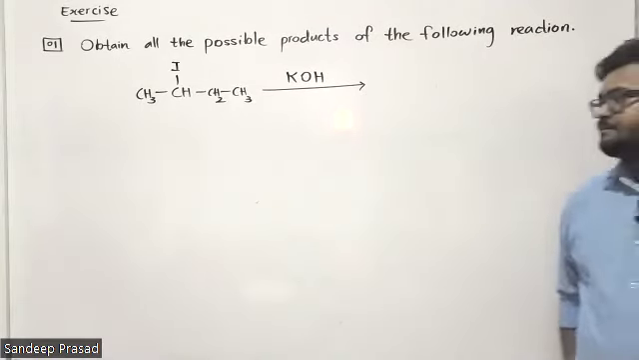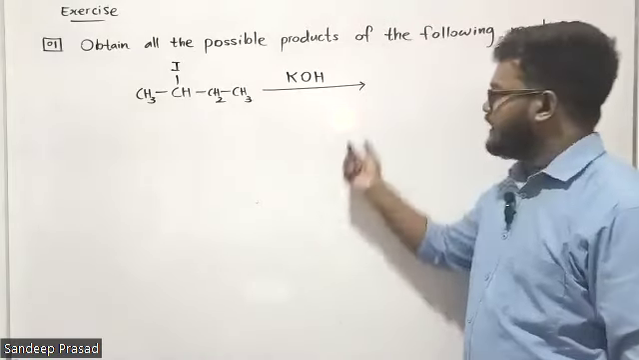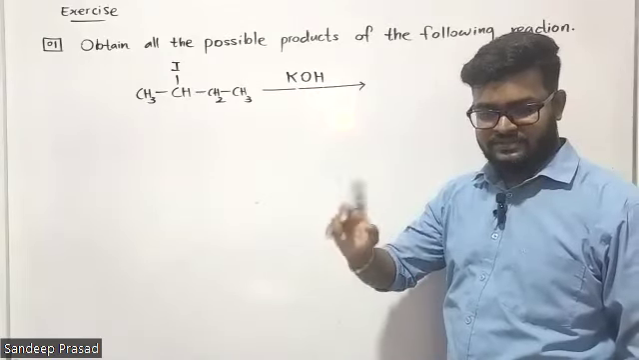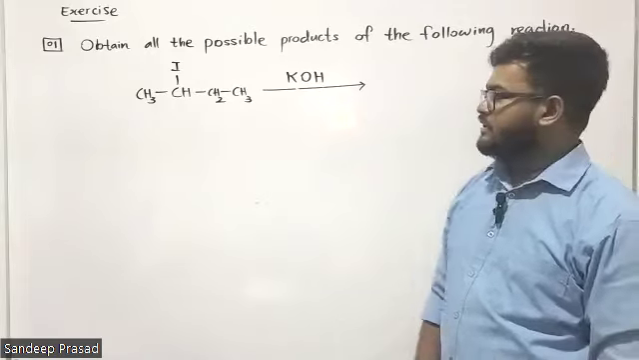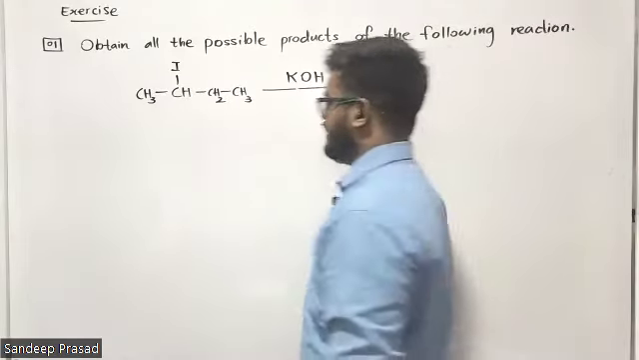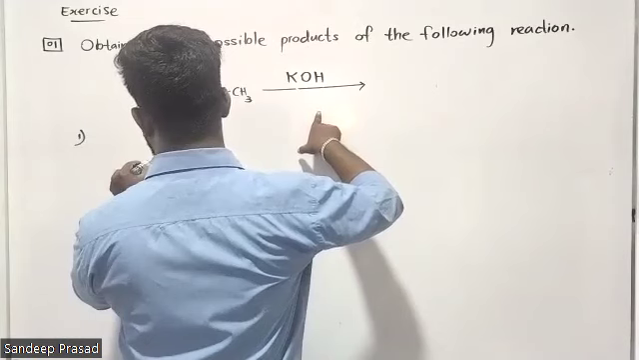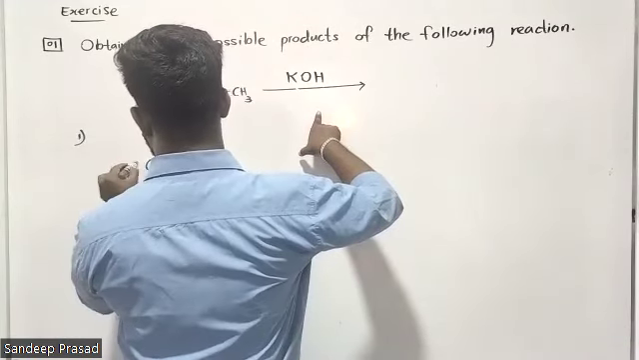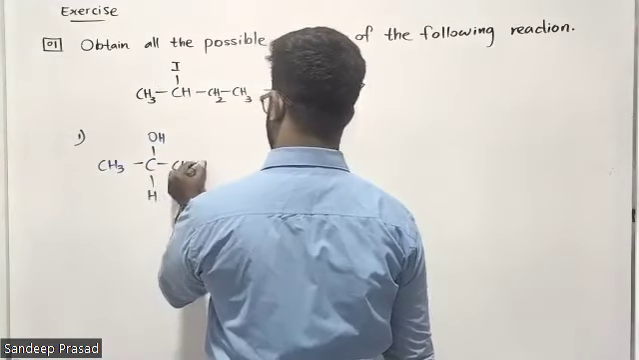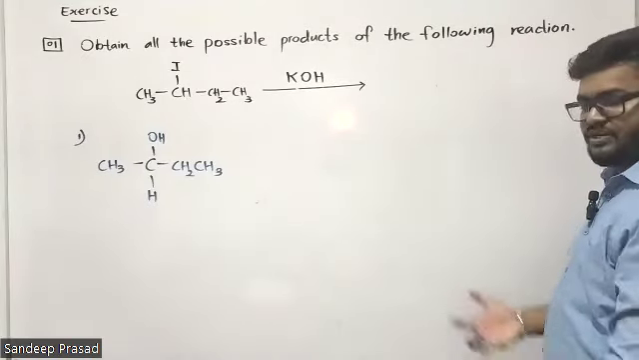Now, students, look at this one. They haven't specified whether this is aqueous KOH or alcoholic KOH. Can you remember? There are two things. If it is aqueous KOH, we can say that one of the products we can obtain is OH, CH3, CH2, CH. If it is aqueous KOH, just now we learned.